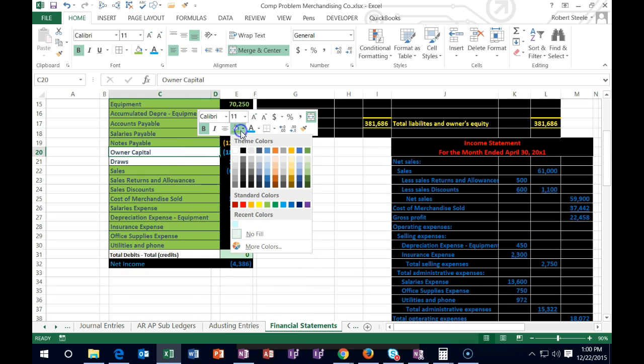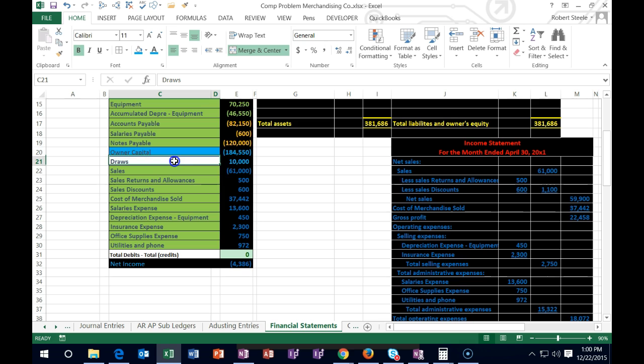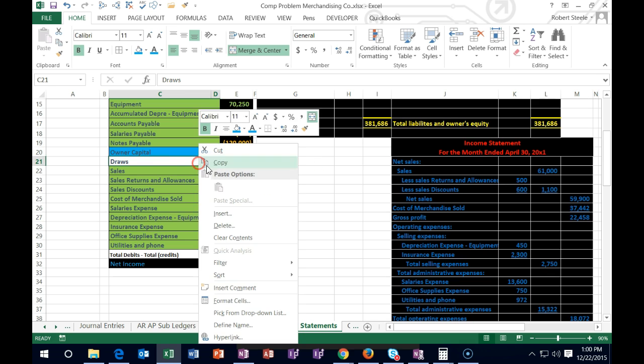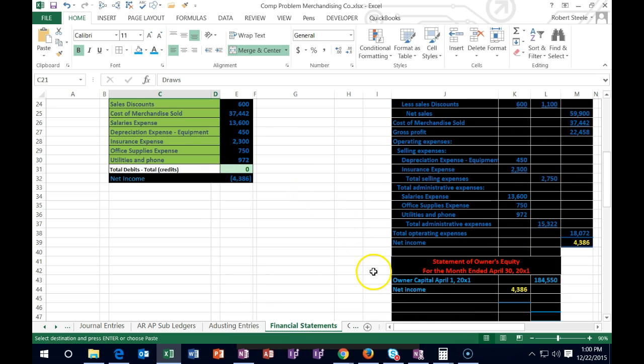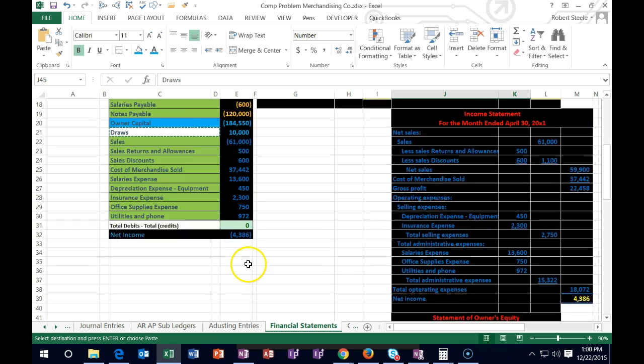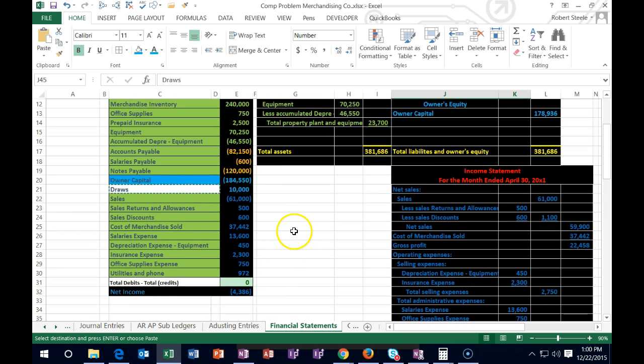I'll make this one a different color since we're in here. And then we've got draws. That's the only one we haven't found a home for, so draws is going to have to be the last one. So we're going to copy that, and that's going to have to go here. But we have to know which way draws is going to go. And note, how do we know that?